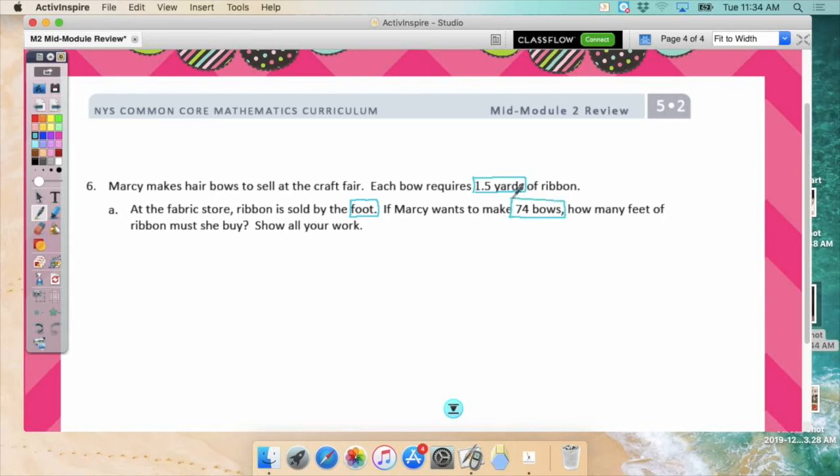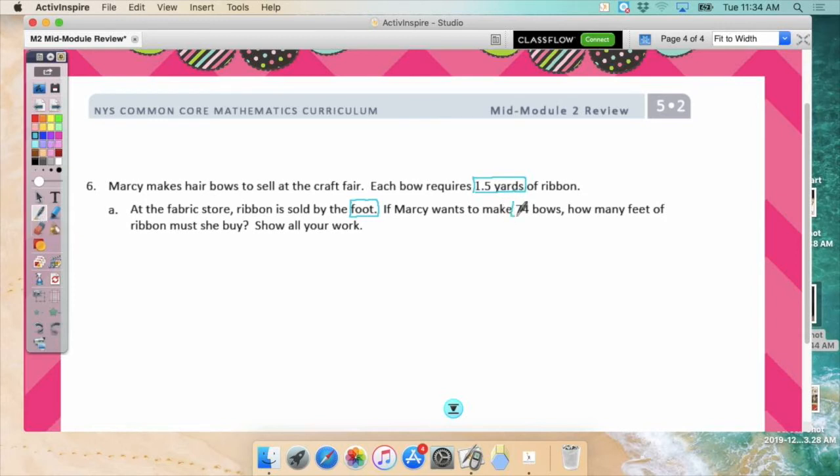What are you raising your hands for? Oh, you need to change yours to 1.5. I changed that. Thank you. Okay, so change yours to 1.5, because otherwise we're going to have hair bows that would be bigger than your head. So that's why I made it a smaller number, okay?